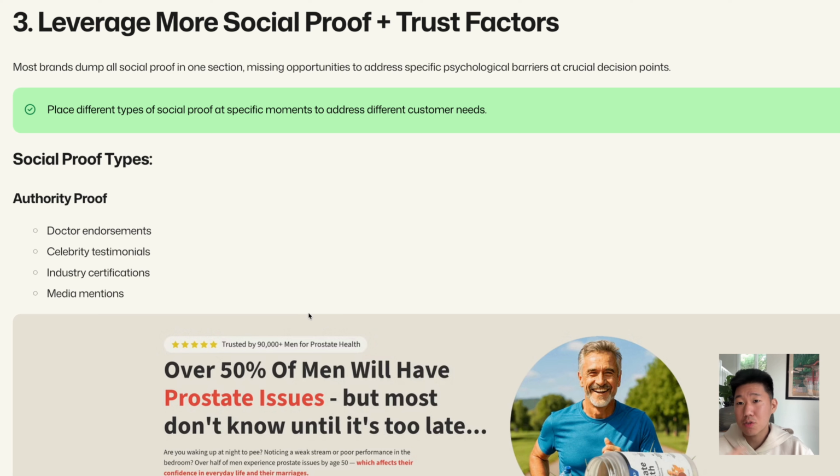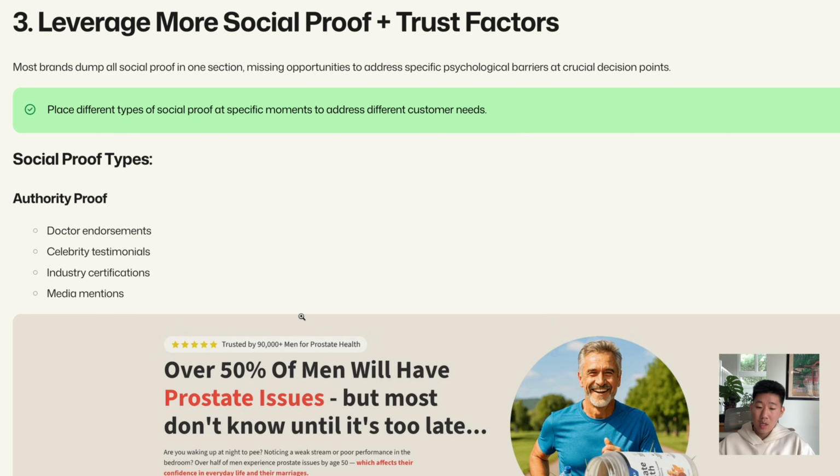Number 3 is leveraging more social proof and trust factors. This is one thing that's so commonly talked about, but most brands aren't doing it enough. Your customers are the best salesmen that you can have because they're the most similar to your current shoppers, the people that you want to sell more to, right? So you want to leverage all their testimonials, the reviews, the transformations, the results that they've gotten as much as possible. There's no such thing as too much social proof, right?